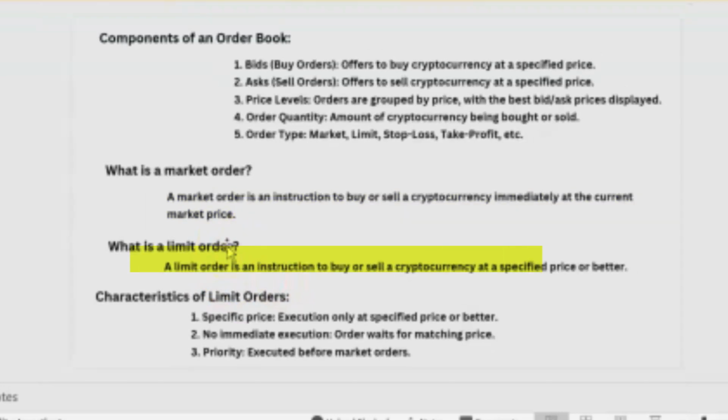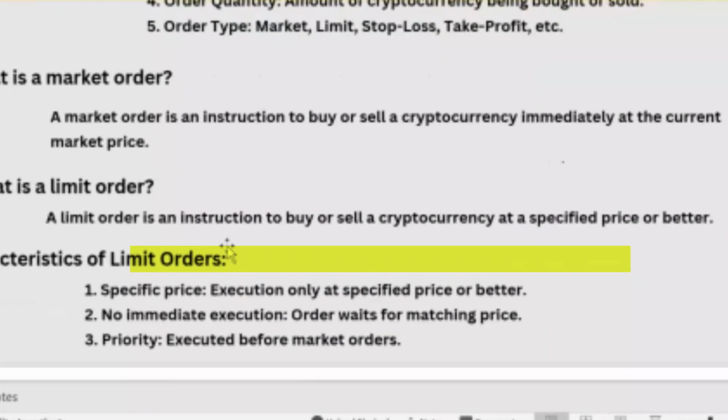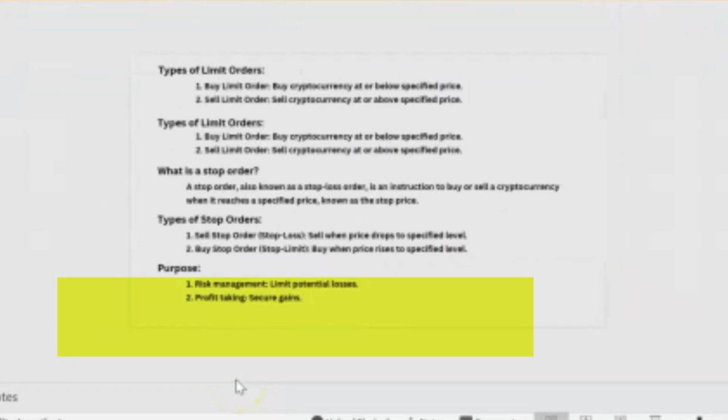A limit order is an instruction to buy or sell a cryptocurrency at a specified price or better. So let's say you want to buy Bitcoin, and you believe that Bitcoin is still going to go down in price, and you don't want to buy immediately. So you can set an order on your exchange, telling them that when Bitcoin comes down to 49k, activate an order for me. That is a limit order. So a limit order is a specific price. You have to put your own specific price that you want in the market, and there is no immediate execution, it's priority execution. Right? So that is what a limit order means.